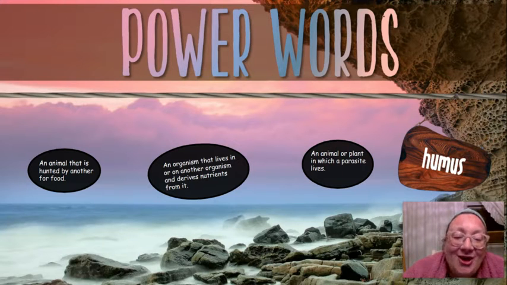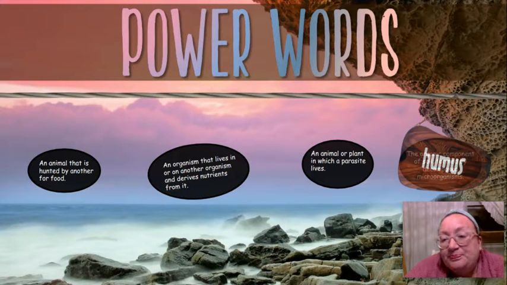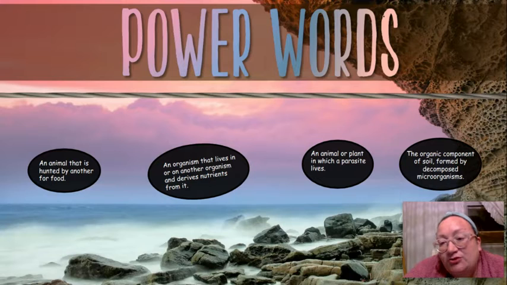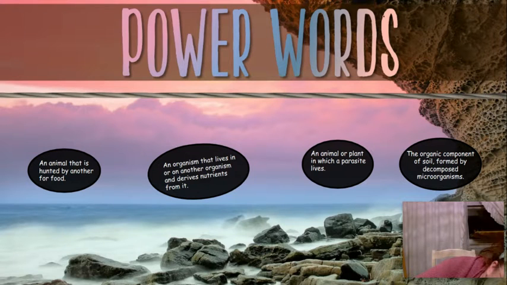So, a tick is a parasite, and the host, which could have been your poor teacher, is the animal or plant in which the parasite lives. Thankfully, I was not a part of that relationship for very long. Humus is the organic component of soil, which is formed by decomposed organisms. Decomposed, they're dead. Ugh.